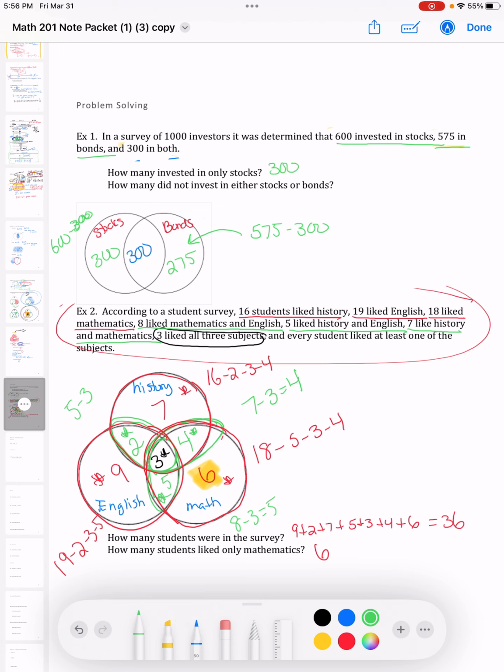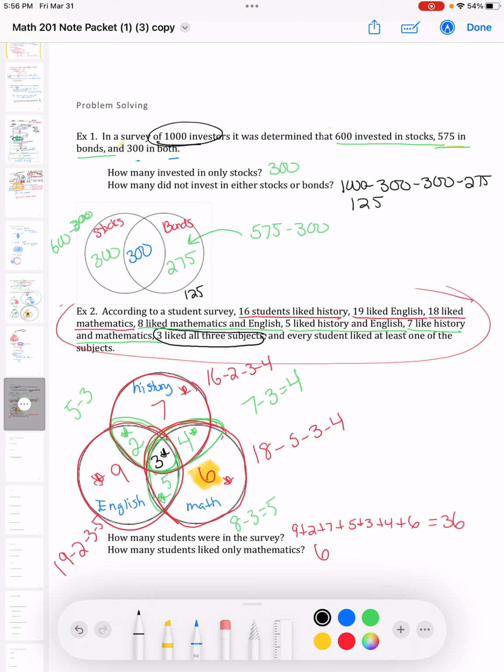Now, this question is a little bit different. So if you didn't get to this one, that's okay. How many students did not invest in either stocks or bonds? Well, there was a total of 1,000 investors. 300 were only stocks, 300 were both, and 275 were only bonds. So 1,000 minus 300 minus 300 minus 275. That leaves me with 125 people.